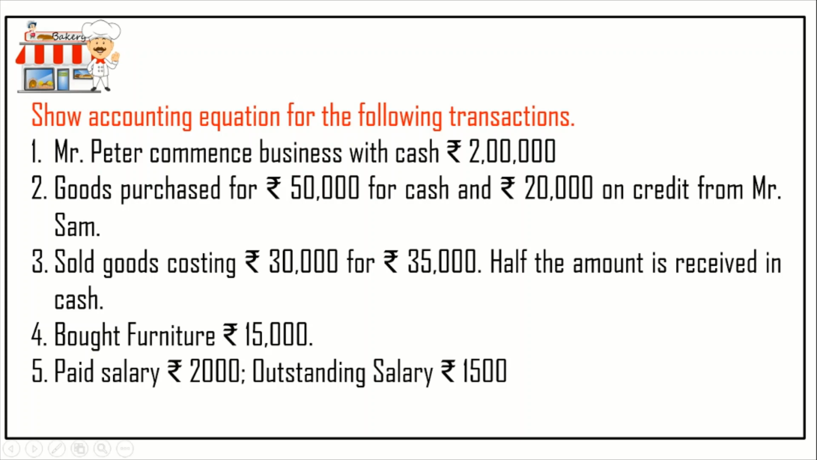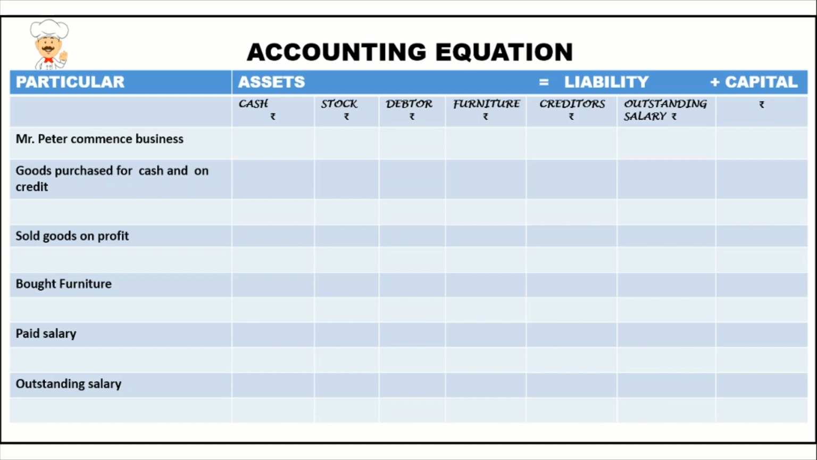So let's have a look at the accounting equation, which is assets equal to liabilities plus capital. This is the format of the accounting equation, where you're going to write all the transactions under the head particulars. Assets equals liability plus capital. And again, in assets, reading the question carefully, you're going to divide these assets into different categories. So all the assets have got different columns. Liability, again columns, and there is a capital.